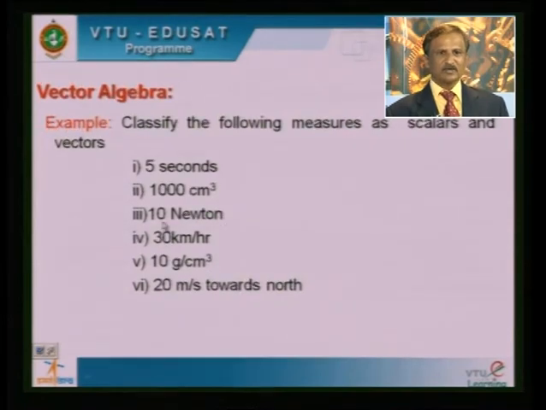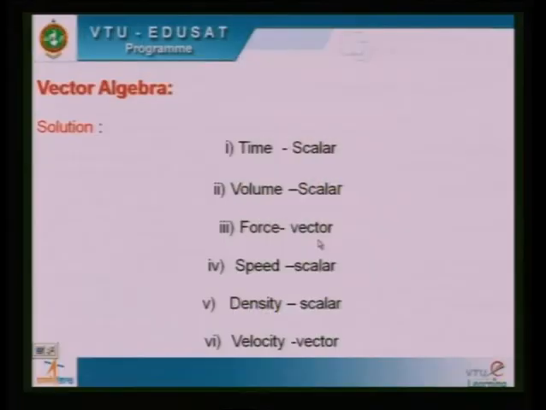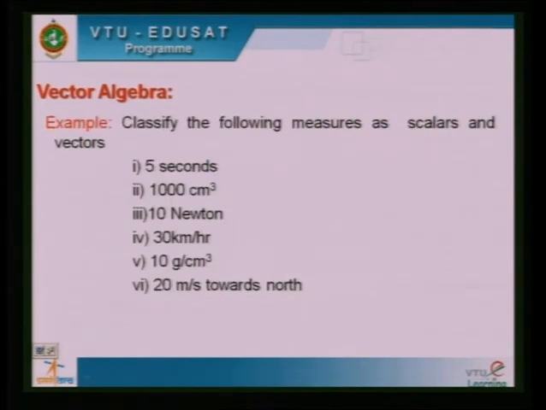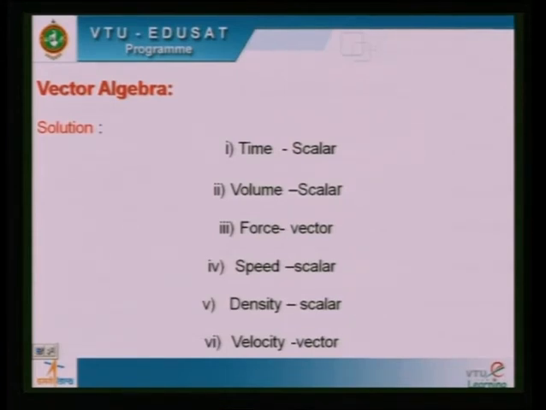And they have given 10 newton. Suppose you want to apply some force. Newton is a unit of force, and 10 newton is a force that has a magnitude and a direction. Say, for example, I want to move a particular item, this pen, from one place to another place. I have to apply force on the pen. So force has a magnitude as well as a direction. That's why you may call it a vector. And the next one is 30 kilometer per hour. It is a distance per time, which means you can say that it is a speed. We know that speed is a scalar.